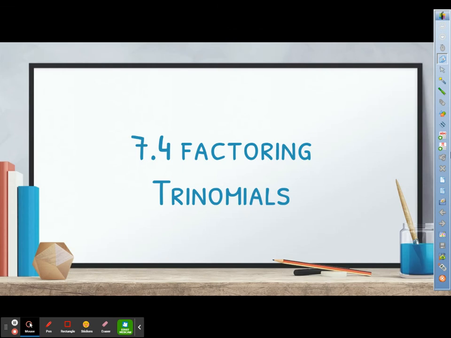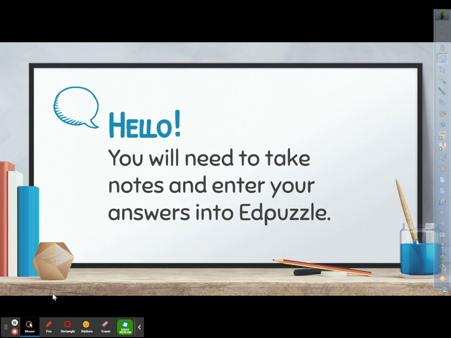All right, guys, I know we talked about factoring trinomials a little bit yesterday, but we are going to take actual notes today. Okay, so you need to make sure you have a piece of notebook paper. You need to title it 7.4, Factoring Trinomials. Okay. You'll need to take notes, and you're also going to need to enter in your answers into Edpuzzle.